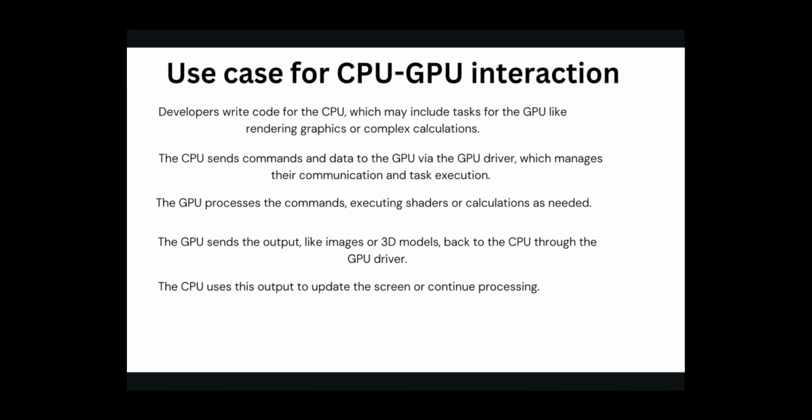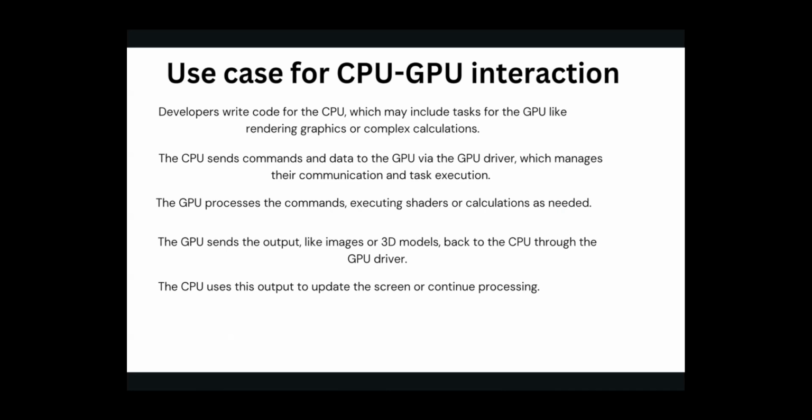For instance, when a developer writes code for a CPU, it could also include tasks for the GPU, like rendering graphics or doing some complex calculation that would be time consuming. The CPU sends the command to the GPU via the GPU driver, which is responsible for managing the communication and task execution. And the GPU processes those commands and does the operations as needed.